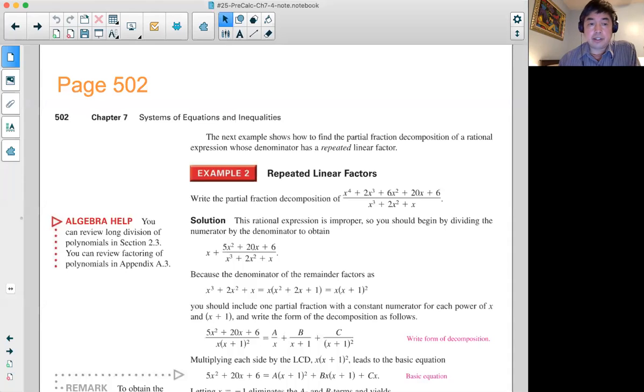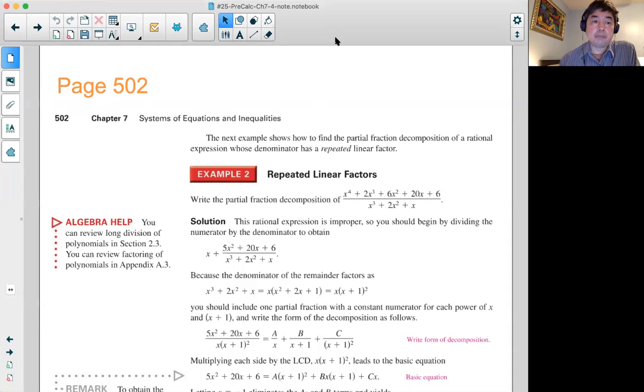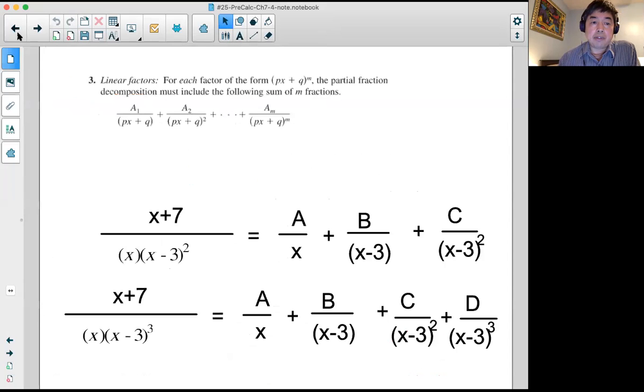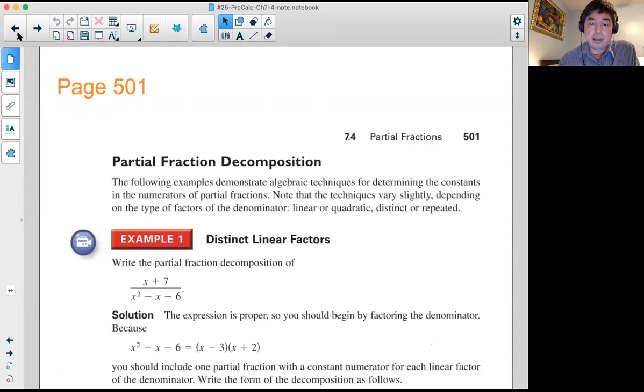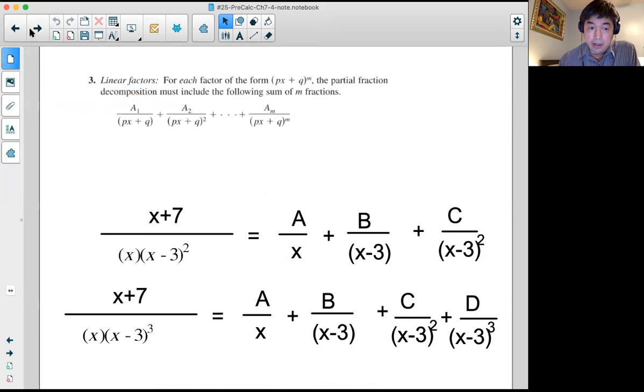Good morning. This is for pre-calc students, and this is assignment 25, chapter 7.4, and we start from example 2.